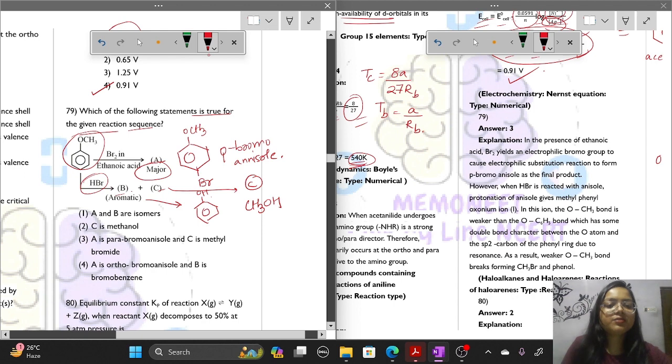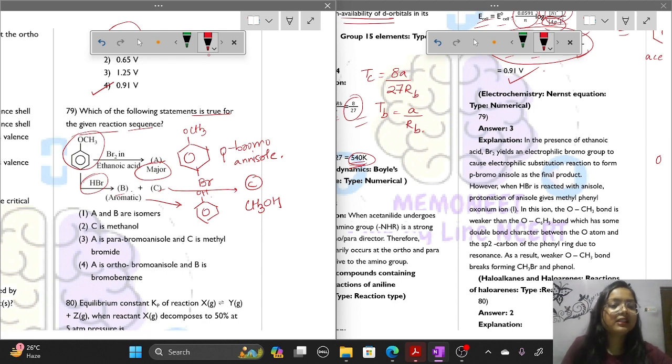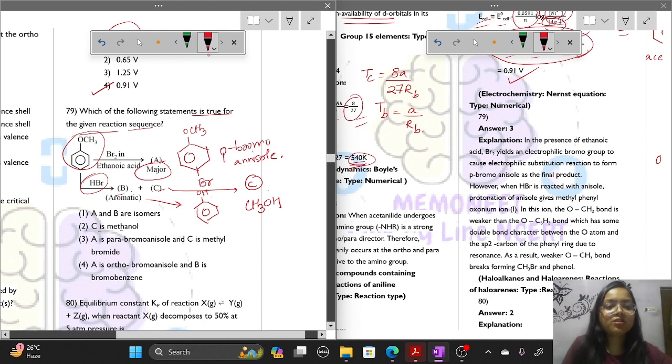A and B are isomers? No, A and B are not isomers. C is methanol, it is correct. A is para-directing, A is para-bromoanisole and C is methyl bromide. Okay, sorry, here it is methyl bromide. Methyl bromide is formed. Option number 3 is the correct answer.